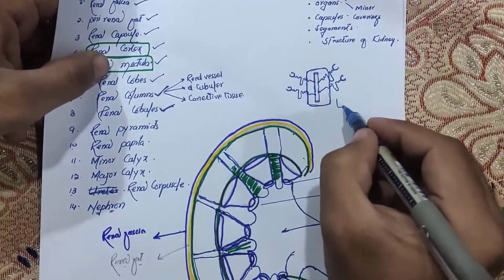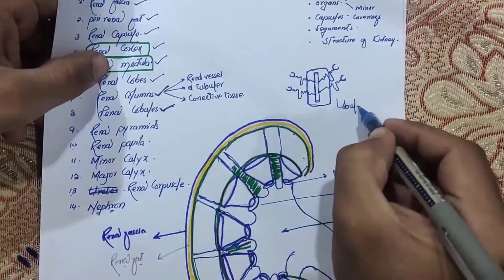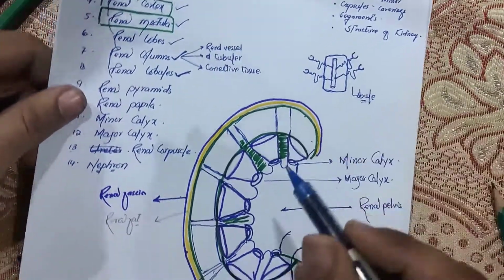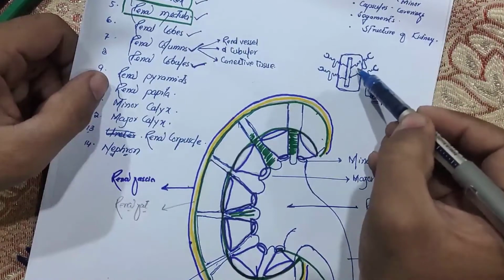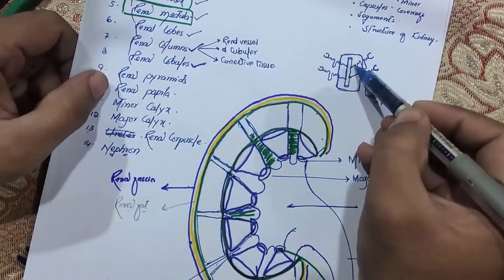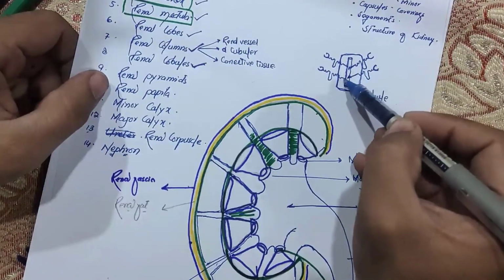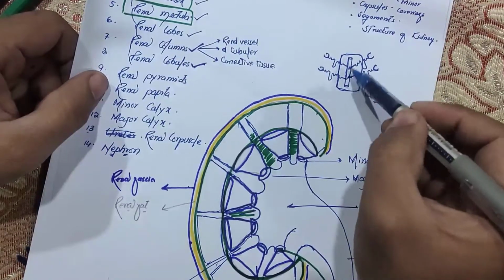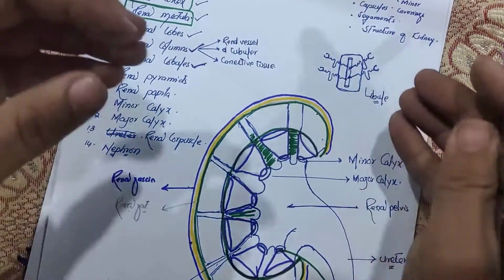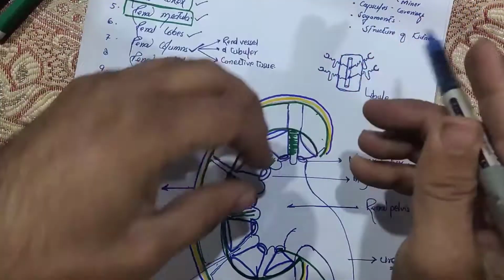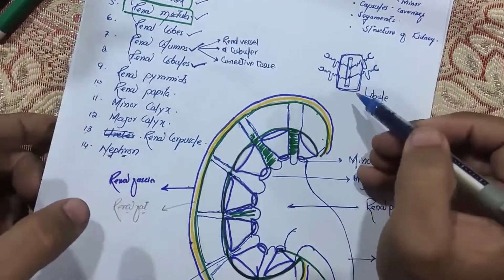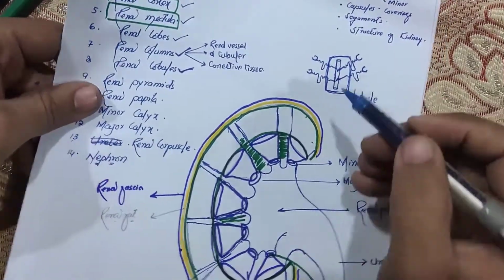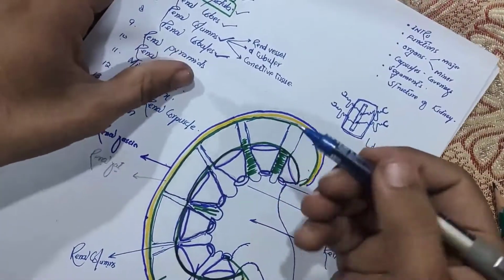What is lobule? Lobule is the part of the lobe of the kidney where many nephrons will pour their filtrate in one collecting duct. So when many nephrons are connected to one collecting duct, we call that part as renal lobule. So I hope you understand about lobule. So in the lobes there will be lobules.